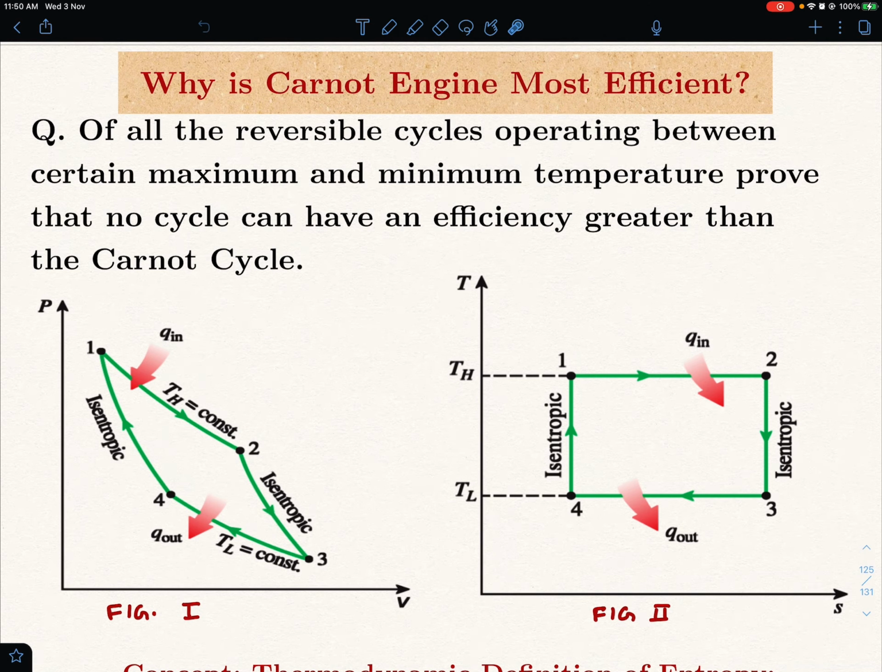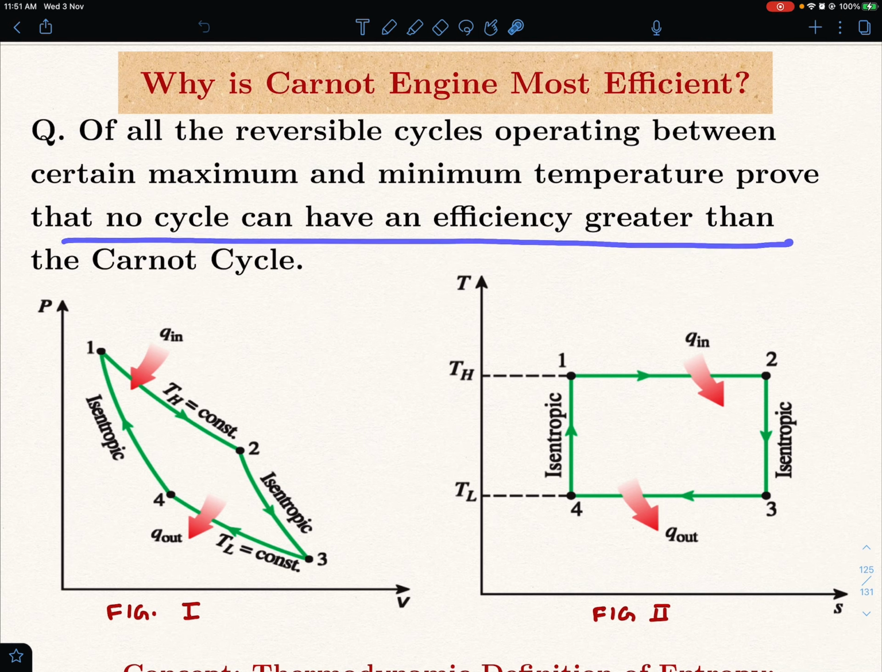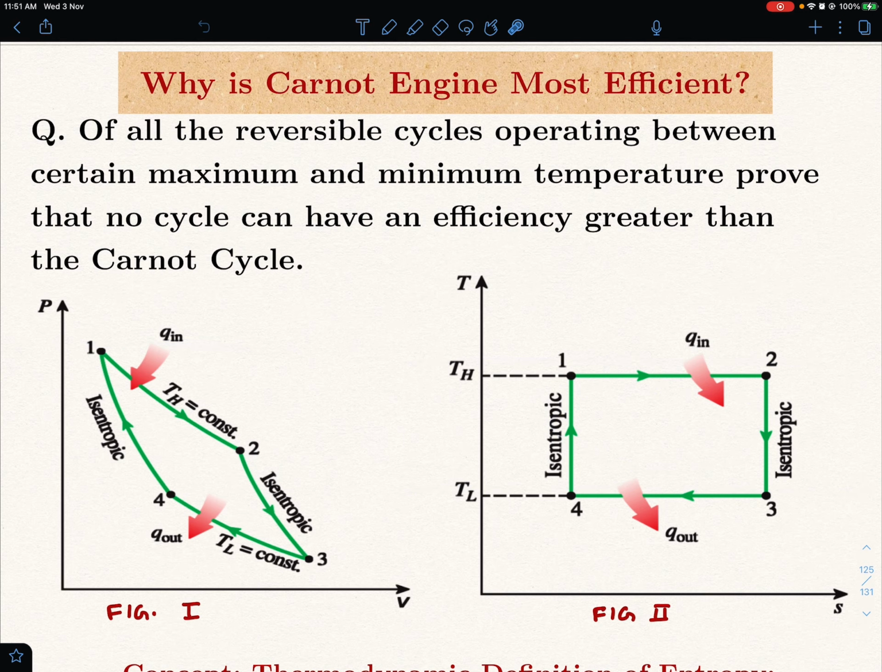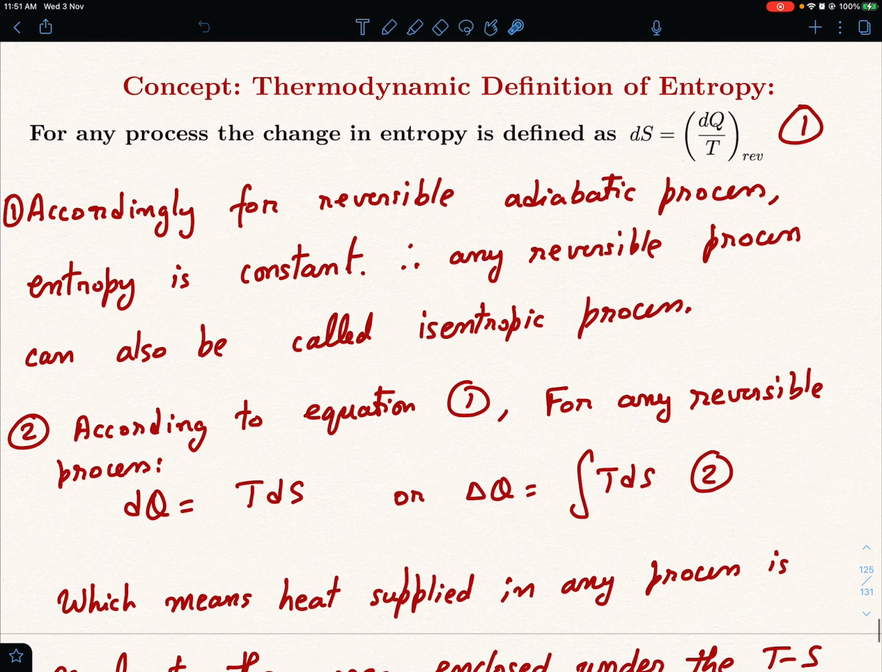So to make it very specific, let me state the exact statement that we are going to prove. I've stated it in question format. The question is: of all the reversible cycles operating between a certain maximum and minimum temperature, prove that no cycle can have an efficiency greater than the Carnot cycle. So what is fixed here? The maximum temperature and the minimum temperature are fixed, and between them we can have so many cycles, and we have to prove that the Carnot cycle is the most efficient of all of them. So how do we go about doing it?